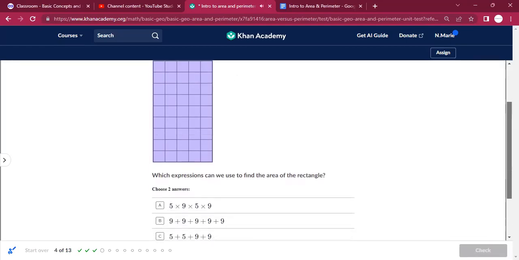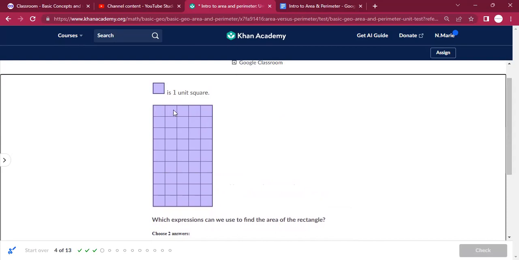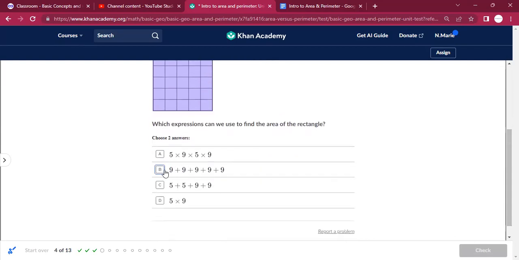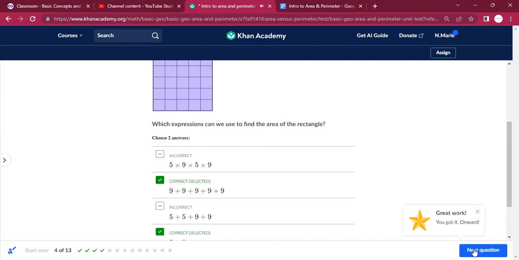Which expression can we use to find the area? Well, let's see. It's 1, 2, 3, 4, 5 by 1, 2, 3, 4, 5, 6, 7, 8, 9. 5 times 9. Or that's the same thing as 9 plus 9 plus 9 plus 9 plus 9. Or this one works too. Those will both get you 45. That's the area of the rectangle.